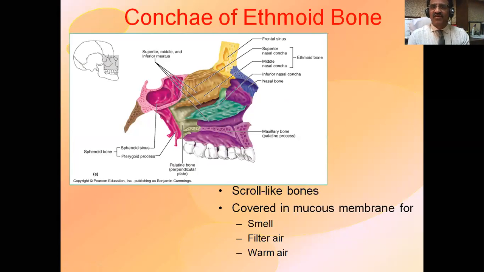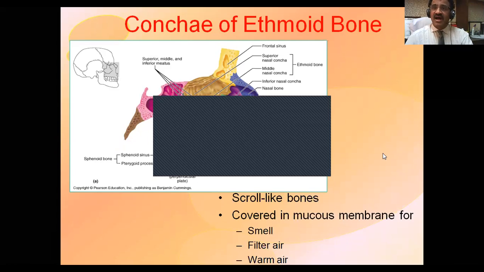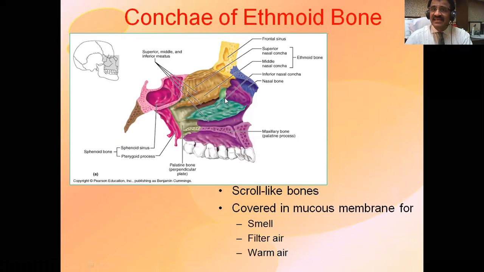Next are the conchae. We have studied the lateral wall of the nose, and we know that there are three conchae: superior concha, middle concha, and inferior concha. The first two conchae are of the ethmoid bone, and the lower concha is an independent bone. So you can see this green inferior nasal concha is independent, whereas the two dark yellow superior and middle nasal conchae are part of the ethmoid bone, and below them are the meatuses. They are shelf-like or scroll-like bones.